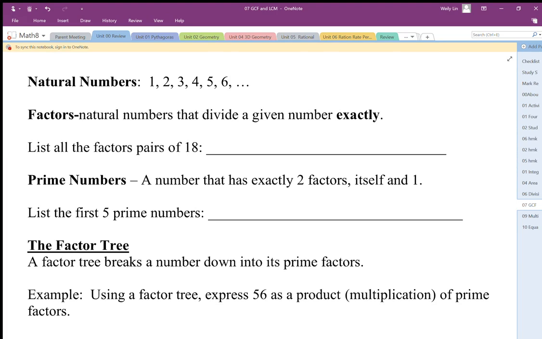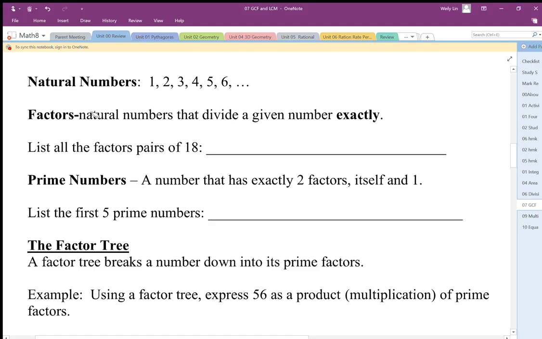So let's define a few things first before we start. We can define natural numbers. Natural numbers are 1, 2, 3, 4, and so on. These are also called counting numbers, or whole numbers that are positive. Factors are what we talked about, our side lengths of our length times width model.